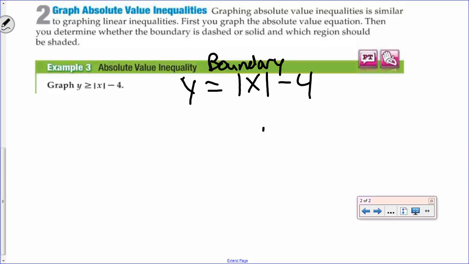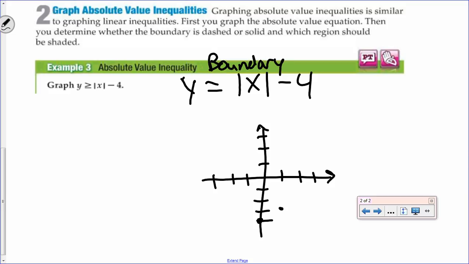So let's graph our solid boundary using the translations that we found yesterday. We know the bottom of this V is just going to be down here. It's going to move from 0, 0 down 4. And we should have our solid boundary here.